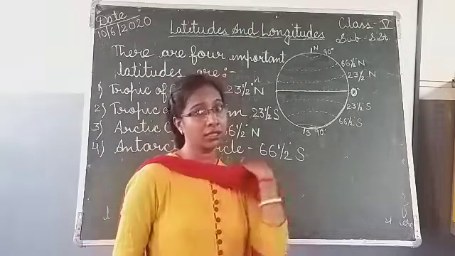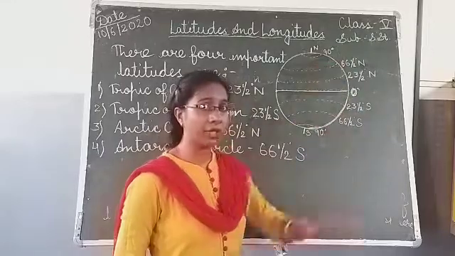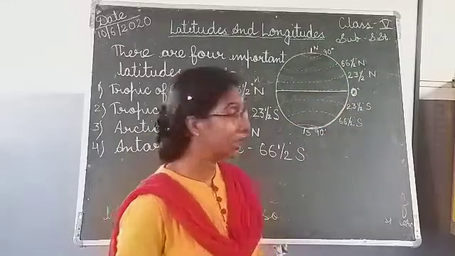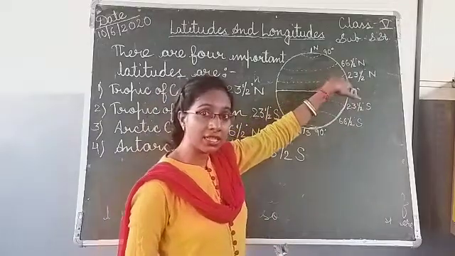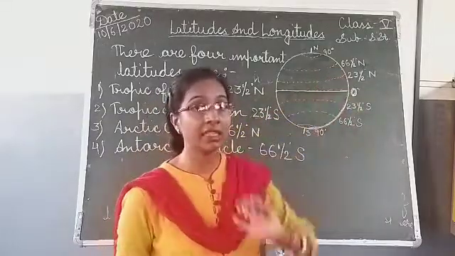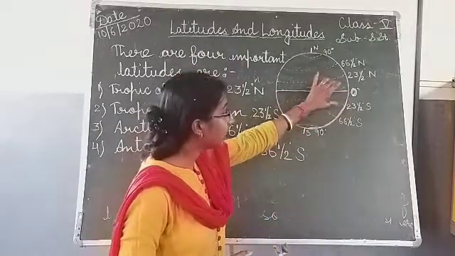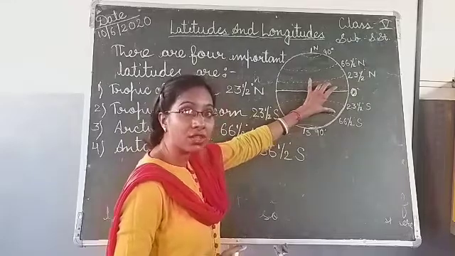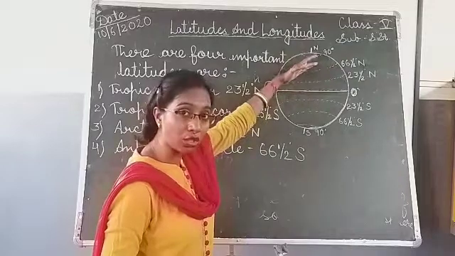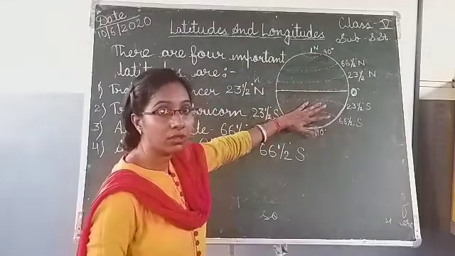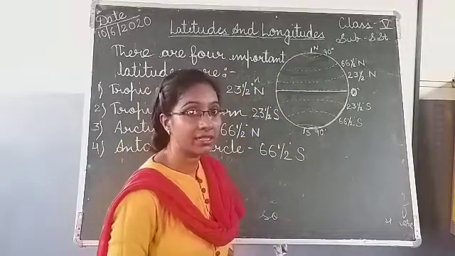Now next, do you know why the regions located near the equator are very hot? Because the intensity of the sun rays is highest at the equator. Why? Because it gets direct rays of the sun. As we move towards the North Pole or South Pole, the intensity of the sun rays decreases.